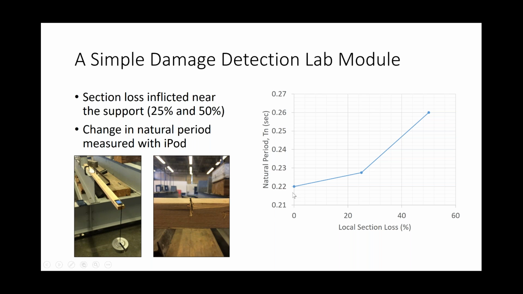We found the natural frequency, in this case the natural period, 0.22 seconds, and then we inflicted section loss at 1/4 here near the support, and then 50%. And we did see an increase in the period. So with a softening of the structure, you get an increasing period. So that's generally what we're looking for in this sort of work.